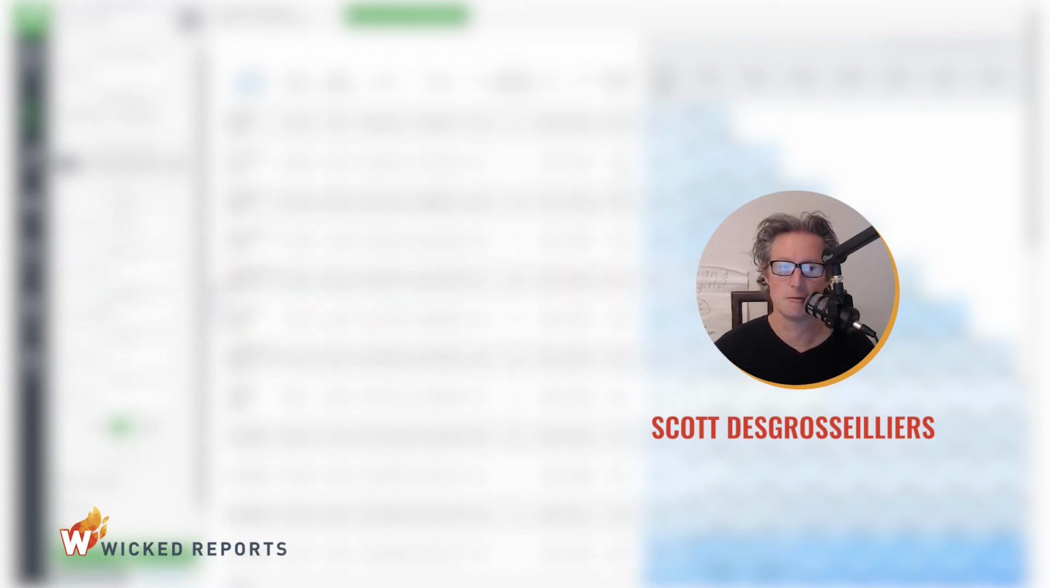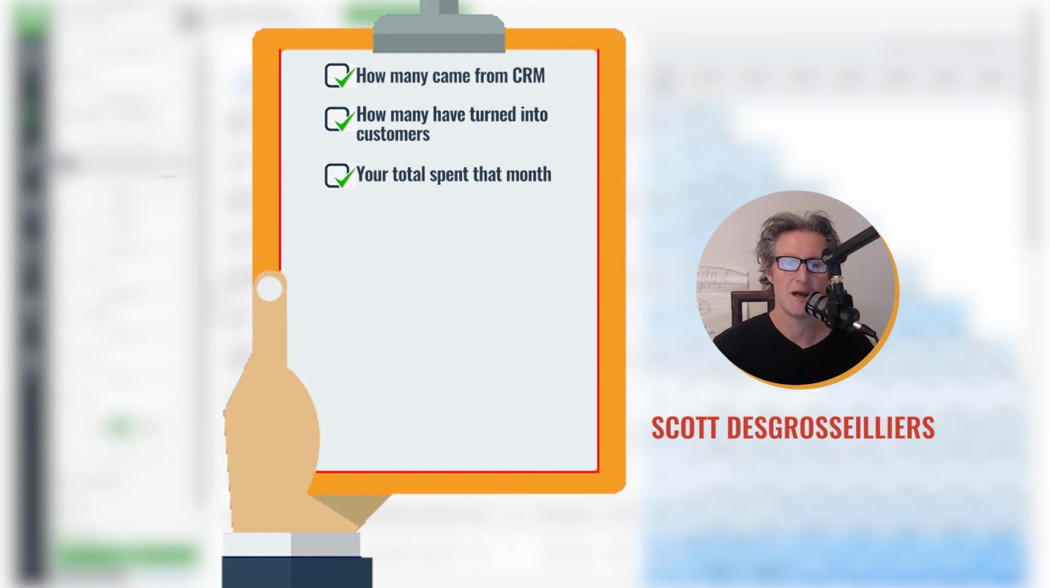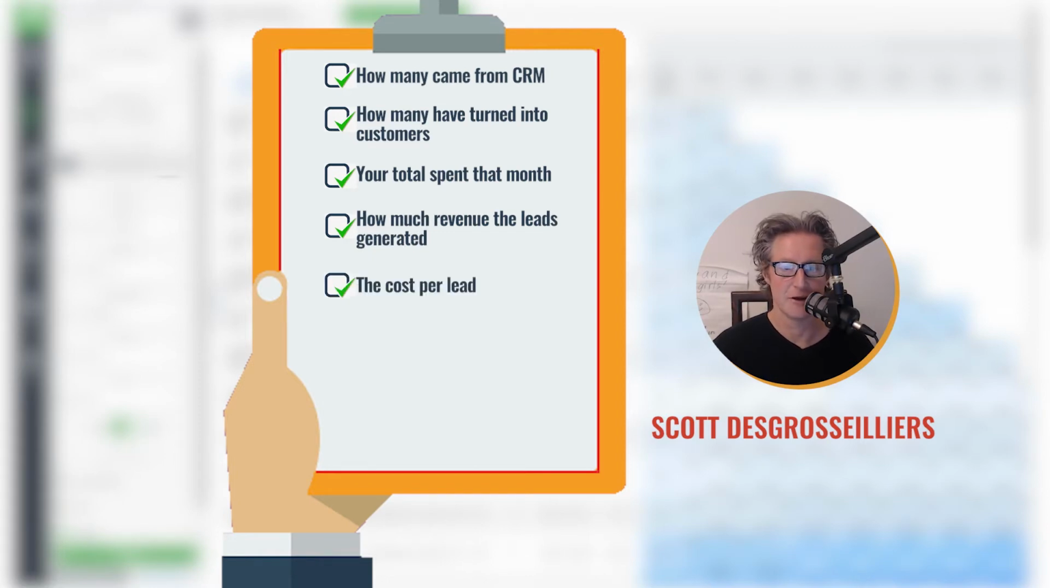When we first load the report before we've done any filtering, you'll see we are showing cohorts, which are new leads generated in that month. How many of them have come from your CRM? How many of them have turned into customers? How much you've spent in total for that month, which may or may not be on these leads. How much revenue these leads have generated. The cost per lead, looking at all your ad spend against all your leads.